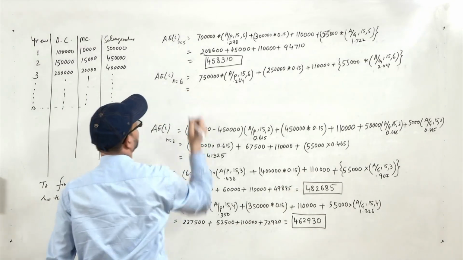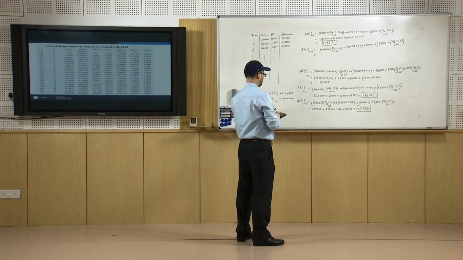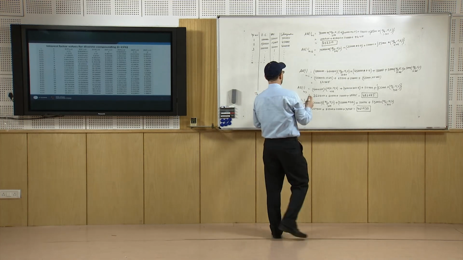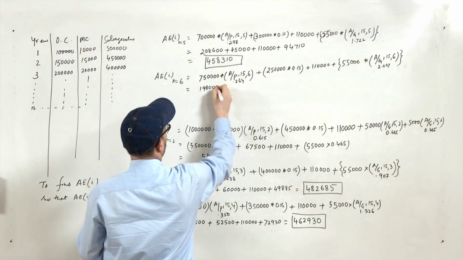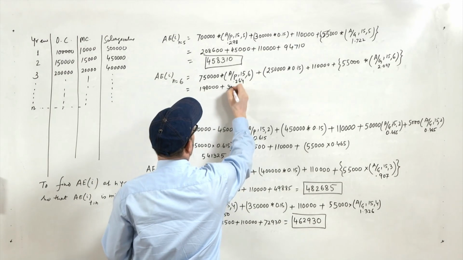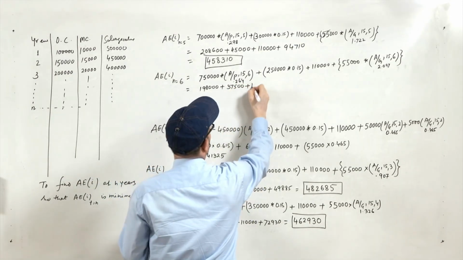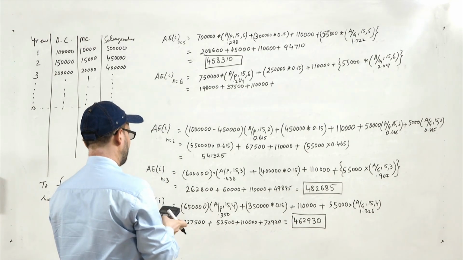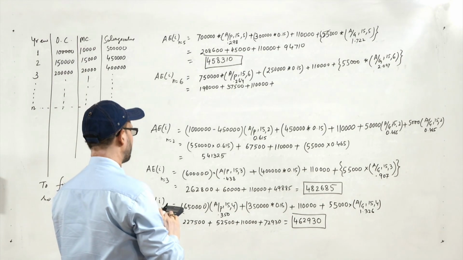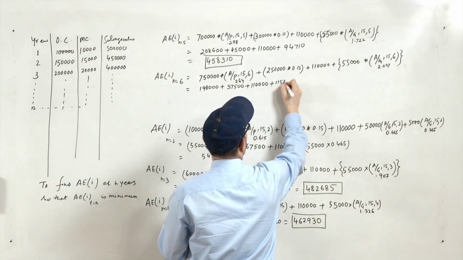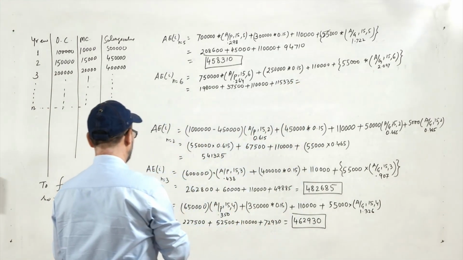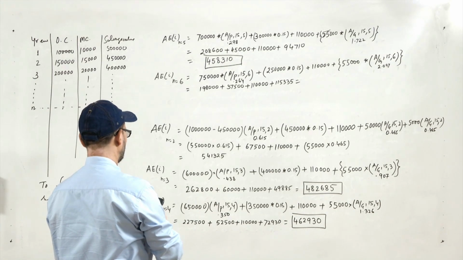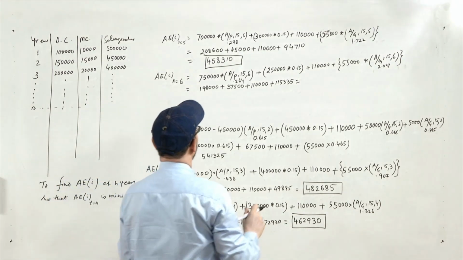So, we will further use 75,000 multiplied by 0.264, that is 198,000, plus 37,500, plus 1,10,000, plus 2.097 multiplied by 55,000, so 115,335. This comes out to be 460,835.